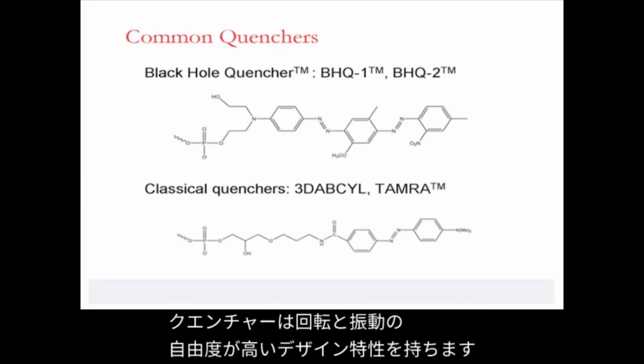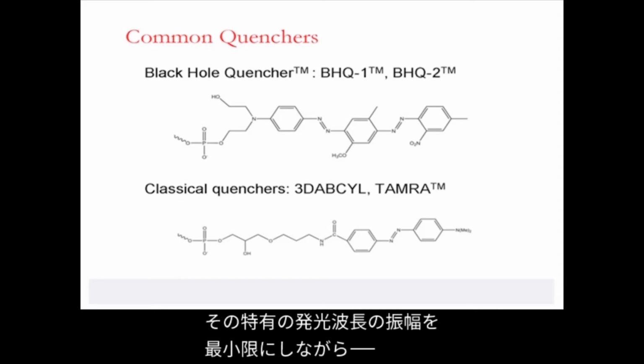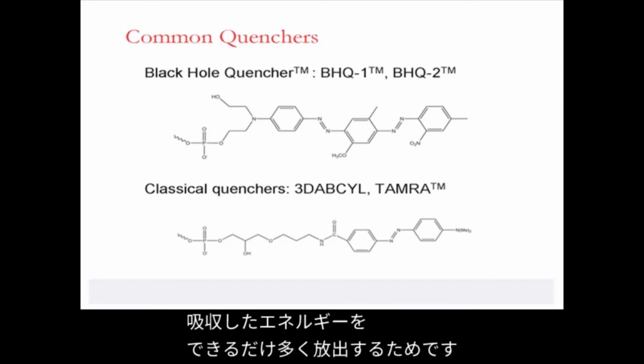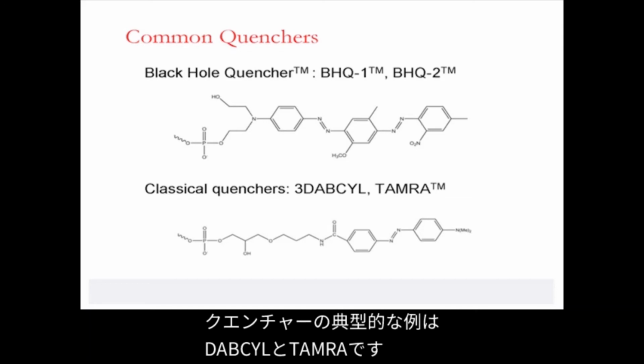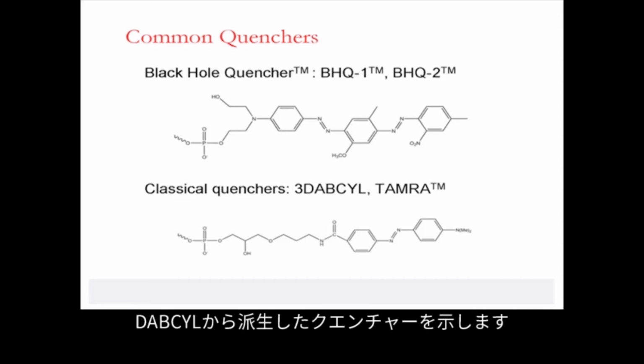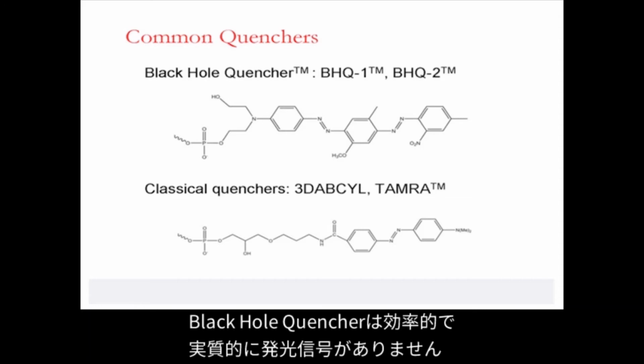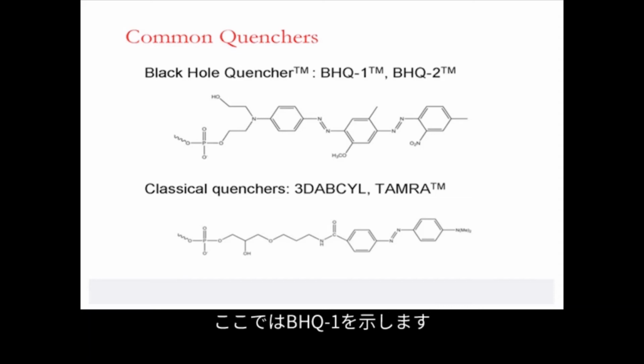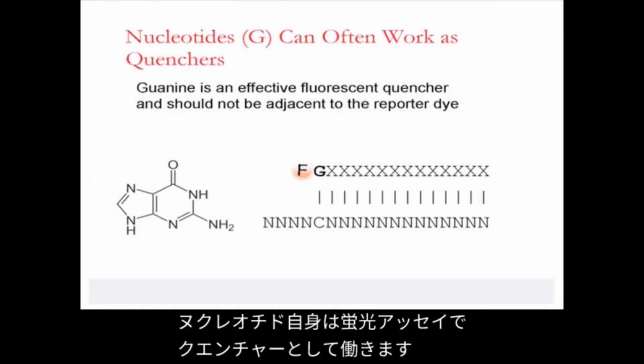Quenchers have the desired feature to have a lot of rotational and vibrational degrees of freedom in order to dissipate as much of the absorbed radiation as possible while minimizing the amplitude at their own characteristic emission wavelengths. Classical examples of quenching molecules include Dabsyl and TAMRA. A variant of Dabsyl is shown here. Black hole quenchers are very efficient and have virtually no significant emission signal. BHQ1 is shown here. It is worth noting that nucleotides themselves can act as quenchers in fluorescent assays.